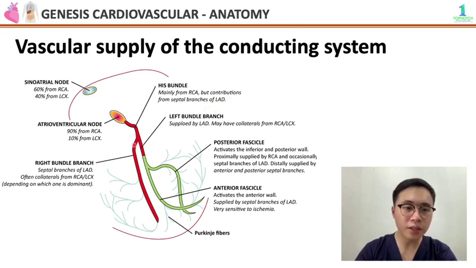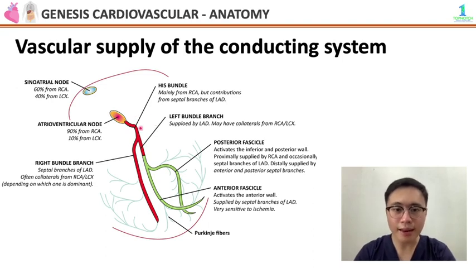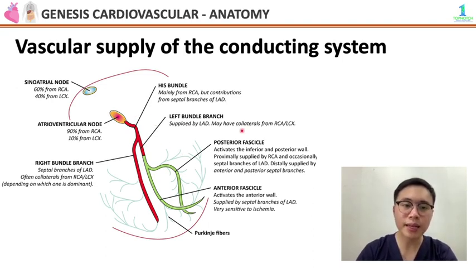And then you have the right bundle branch over here. Okay, so for the right bundle branch, you have the septal branches of the LAD, often with collaterals from the RCA and the left circumflex artery, depending on which one is dominant. Okay, punta naman tayo sa kabila. Left bundle branch naman, this one is supplied mainly by the LAD, but may have collaterals as well. Okay, so yon.